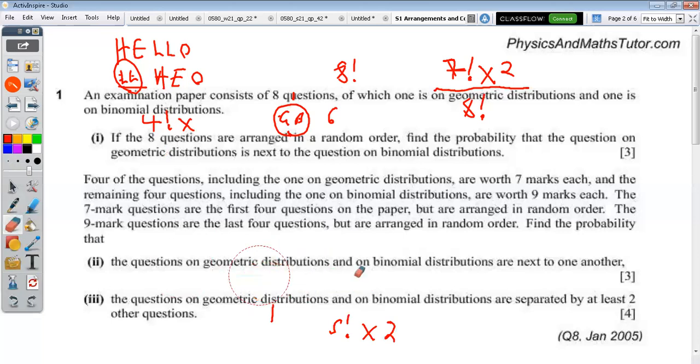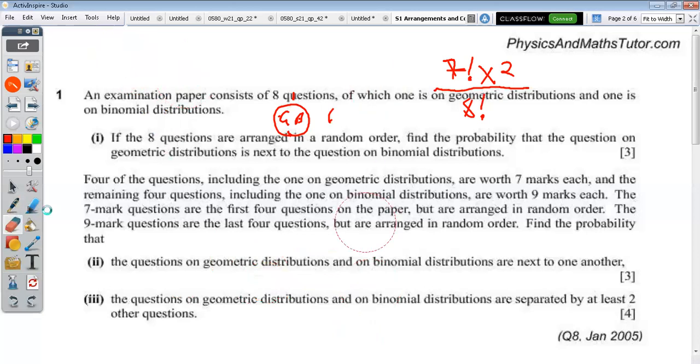Going back to that. Because I've got a geometric and a binomial always sticking together, so it's 2 of them here. Then I'm left with 6 other questions. So because it's 6 and you're treating this as 1, that's where the 7 factorial is coming from. Multiplied by this, they can permute themselves 2, twice. Okay.